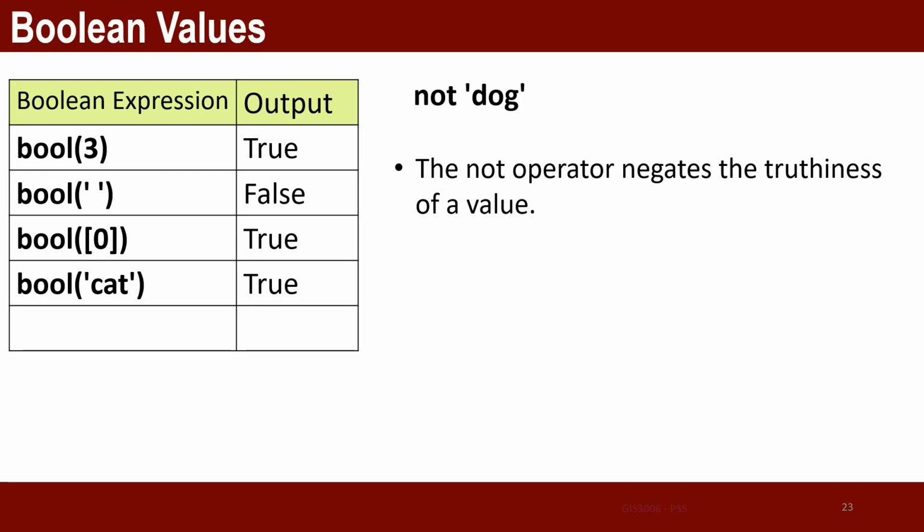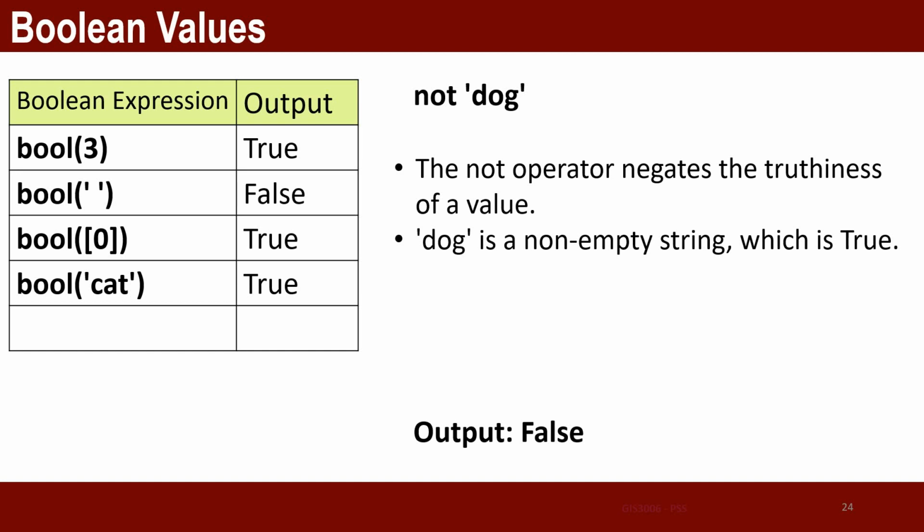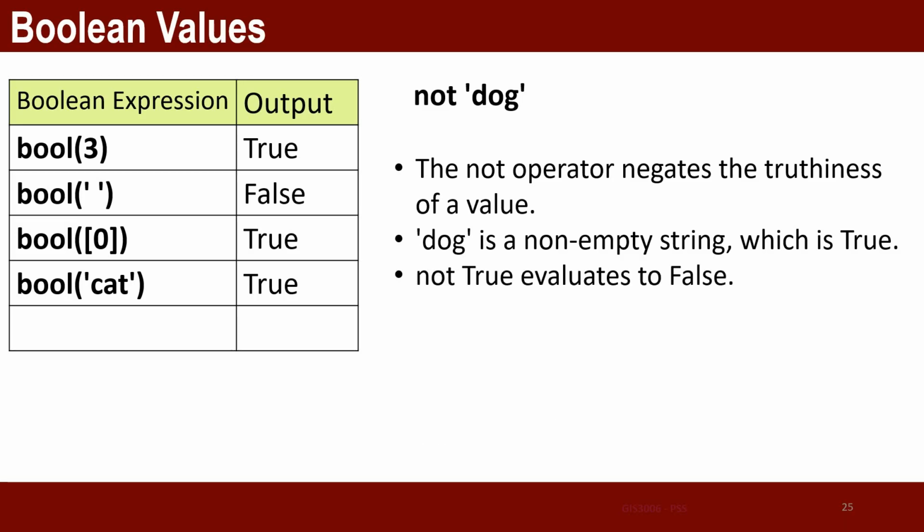Next one is not dog. The not operator negates the truthiness of a value. So dog is a non-empty string, which is true. Due to the not, it will return false. The final result will be false.